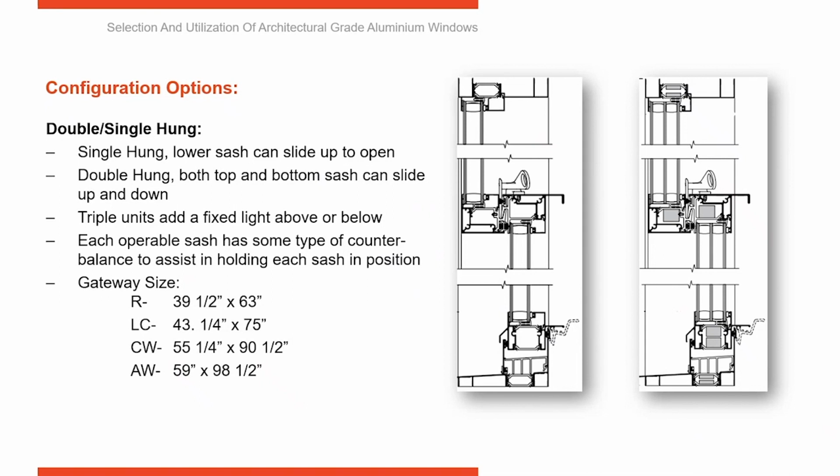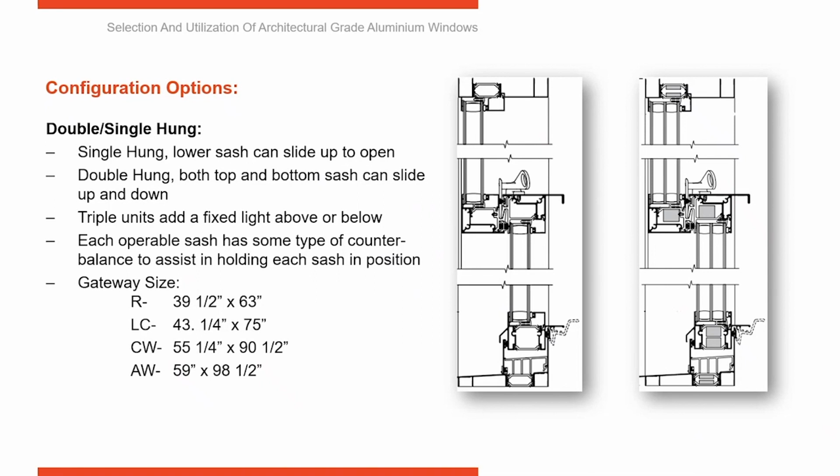The gateway sizes are listed here. I've talked about gateway sizes, and here they are listed. You can see for residential, the gateway size is 39.5 inches by 63. And an AW window is 59 inches by 98.5. So that's a big difference there. That's the gateway sizes. And you can see light commercial windows are listed in there also.